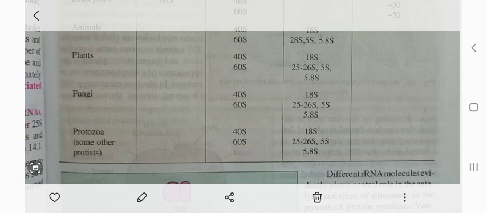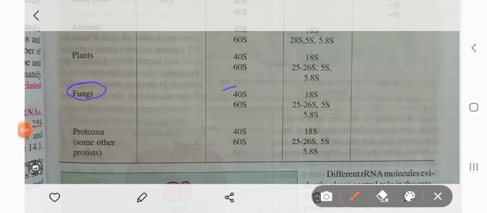Well, in fungi, the small ribosomal subunit is 40S and the large ribosomal subunit is 60S, equivalent to eukaryotes that we see. The small ribosomal subunit has 18S rRNA as an important ribosomal RNA, whereas the 60S large ribosomal subunit is made up of 25 to 26S rRNA, 5S rRNA, and 5.8S rRNA.